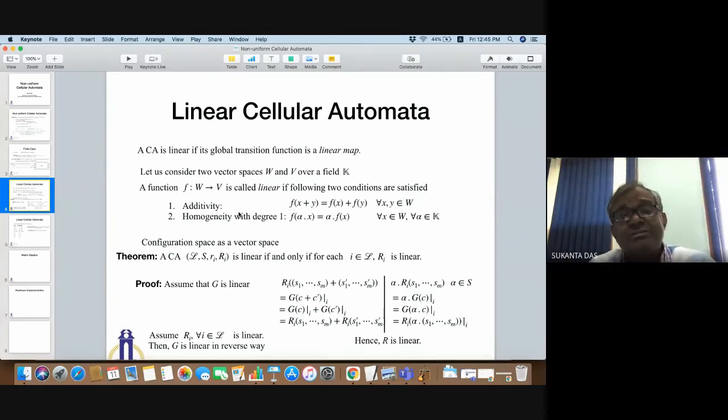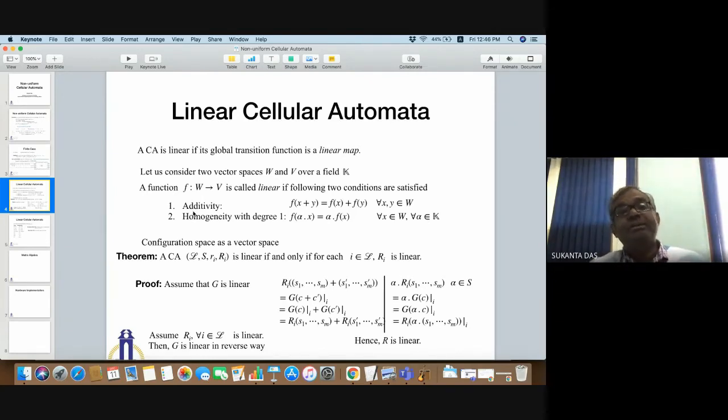And what is called degree 1? Degree 1 is this k. If k is 1, then it's called degree 1. So homogeneous with degree 1 means f of alpha x equals alpha times f(x). If these two conditions are satisfied by this function f, then the function is called a linear function. If the first one is followed but not the second one, then it's called an additive one.